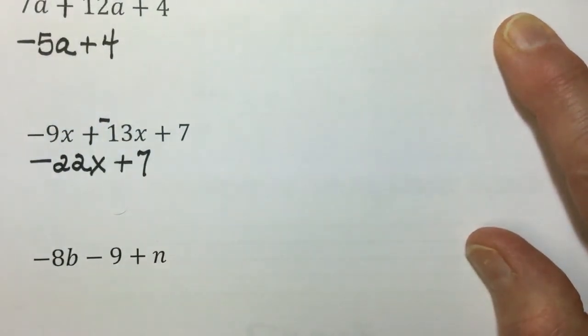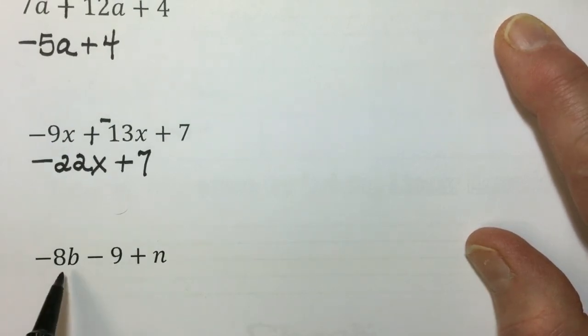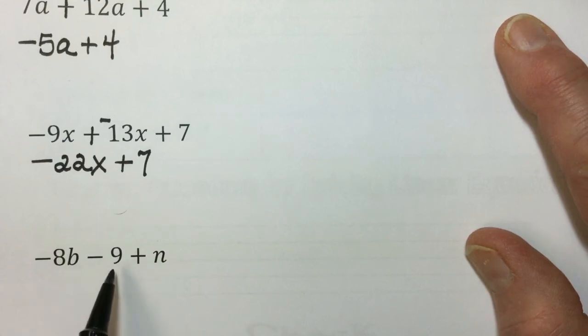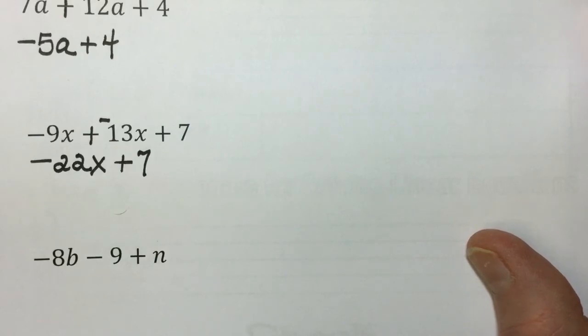In the last example, it is a possibility that if the terms are not similar, this first one has b, we have a constant term, the last one has n, that there is no combining of those terms and it is in its simplest form. So nothing should be done.